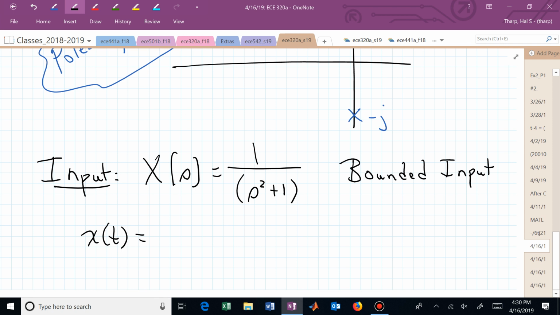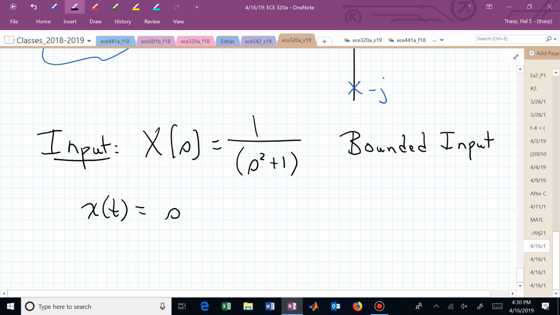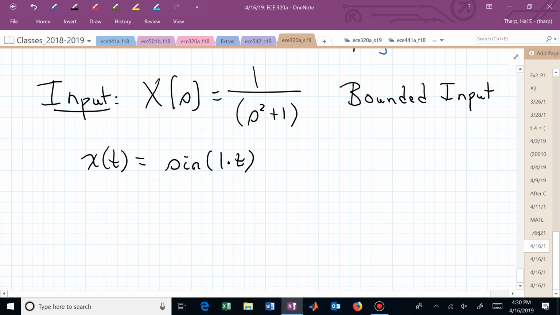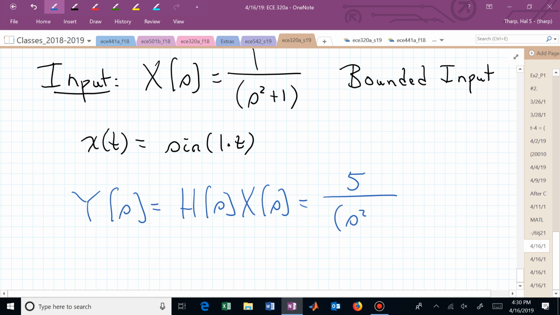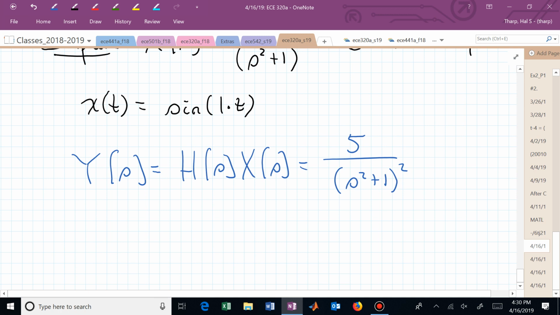This is now sine, in fact, if we wanted to inverse Laplace transform this. So this is now sine of 1t. That's bounded. And that's what I could now excite my system with. What's Y of s look like? Y of s, now we're in the frequency domain. It's H of s times X of s. H of s was 5 over s squared plus 1. X was 1 over s squared plus 1. Now I have 5 over s squared plus 1 squared. Find that in the table, and what are you going to end up with?